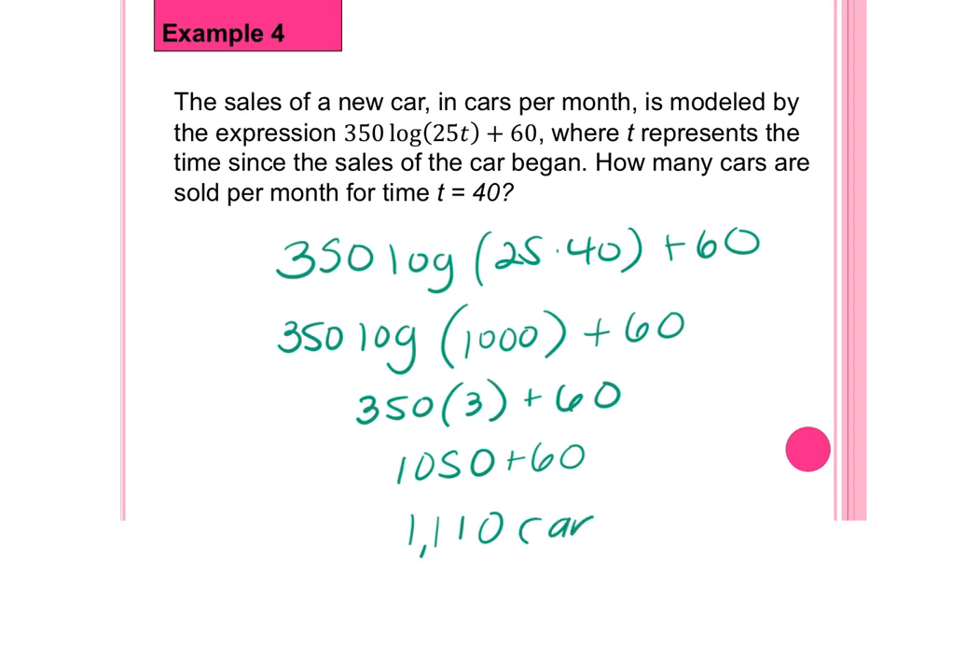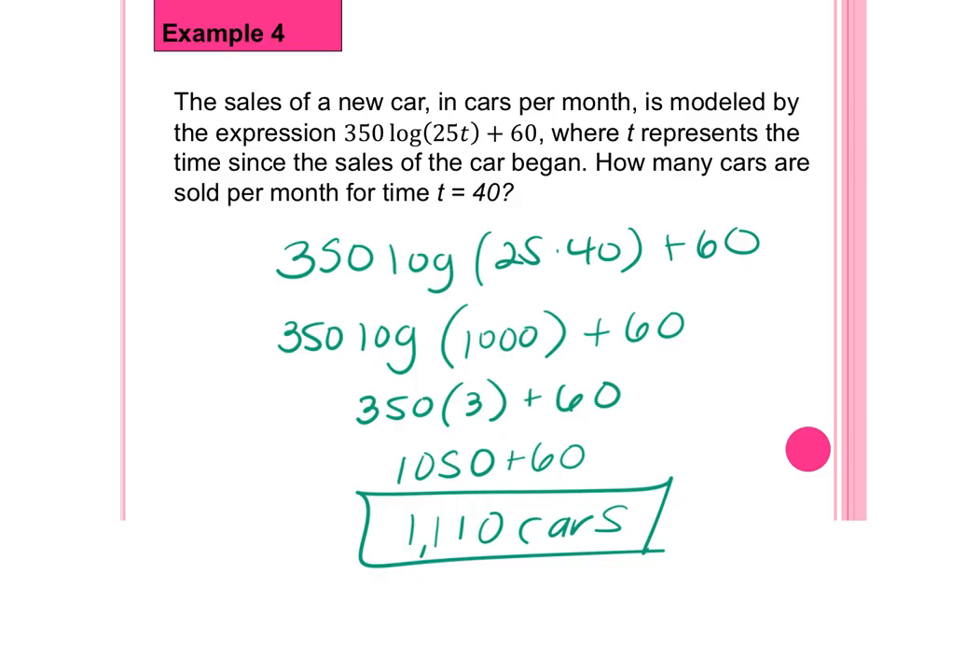1,110 cars were sold. No, sorry. How many cars? It's 1,110. No, it is how many cars. I was right the first time. Sorry. How many cars, since time being 40.